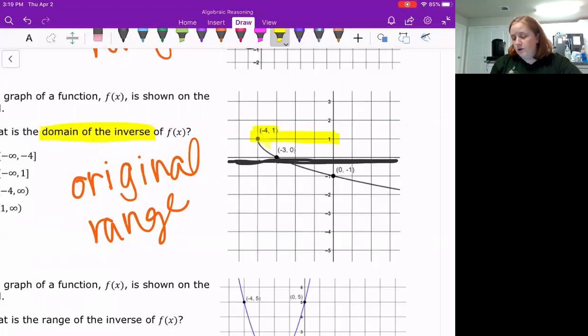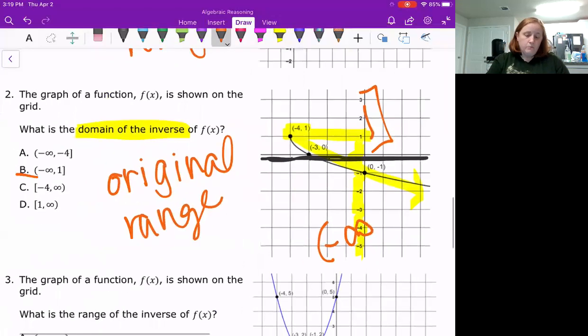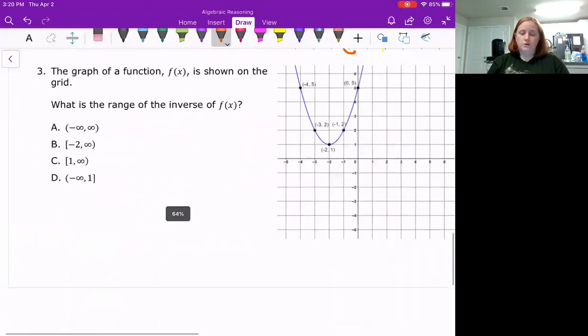Now the rest of my graph is pointing downwards. So everything less than 1 is being used, which is negative infinity. So this time negative infinity is the smallest, the 1 is the biggest. So I need negative infinity to 1, which we're looking at letter B. So let's try our last one, number 3 here.